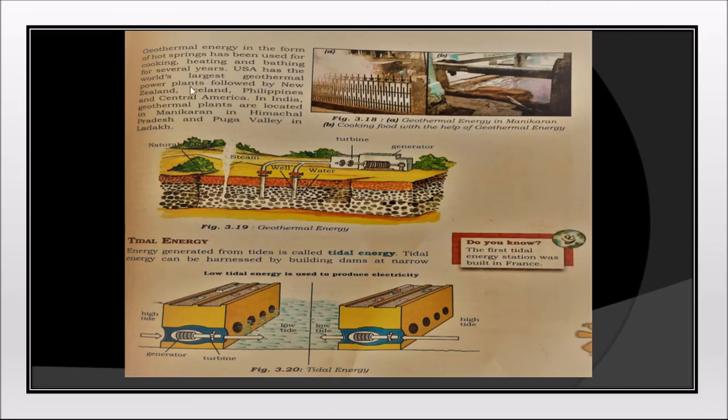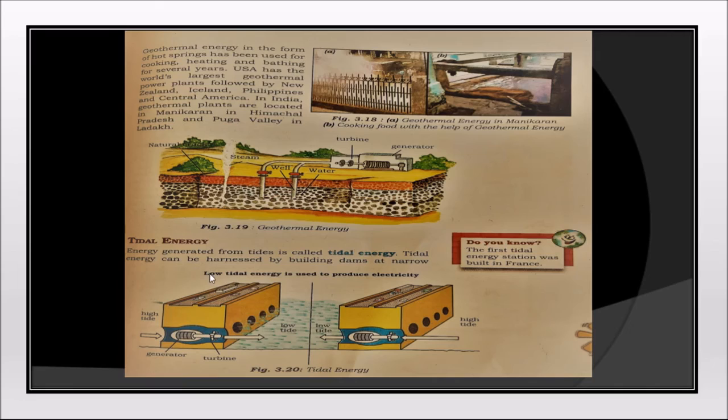USA has the world's largest geothermal power plants, followed by New Zealand, Iceland, Philippines and Central America. In India, geothermal plants are located in Manikaran in Himachal Pradesh and Puga Valley in Ladakh. Okay, and here you can see the pictures of geothermal energy in Manikaran, cooking food with the help of geothermal energy. Isn't it, guys?